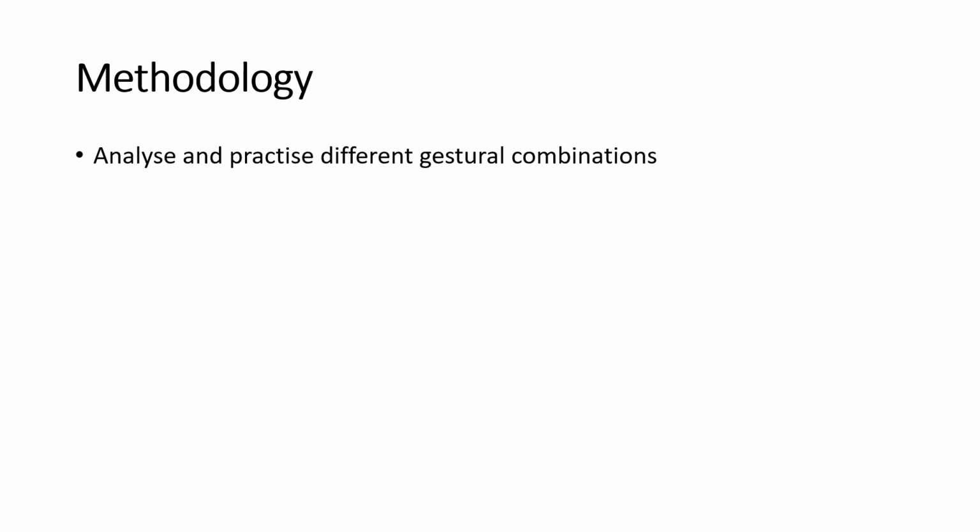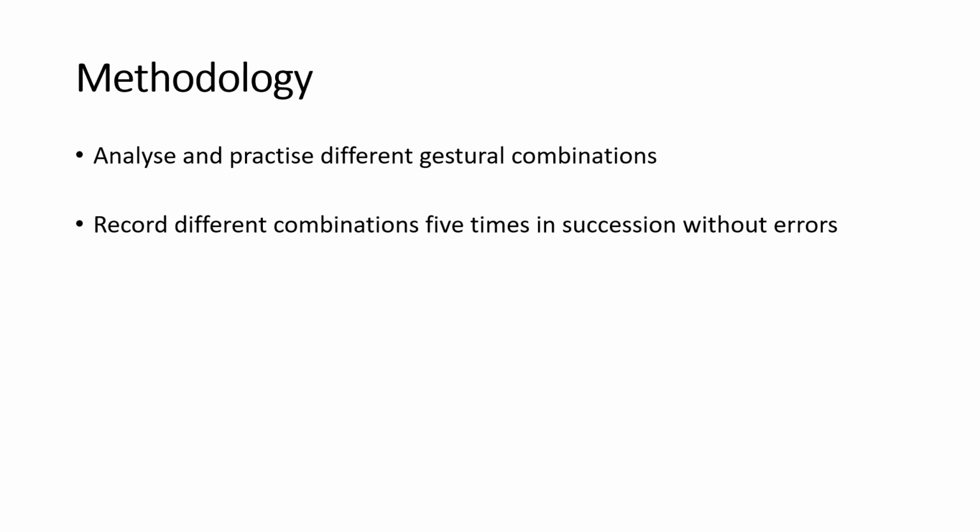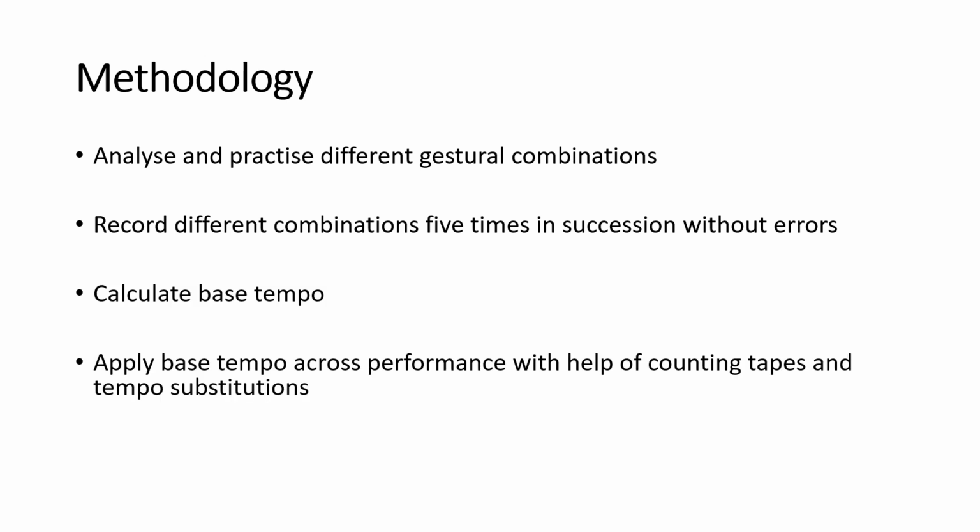My methodology involved first analyzing and practicing different gestural combinations within the crux according to each criterion of possibility. I then recorded different combinations 5 times in succession without errors, calculating an average bass tempo from the results, and subsequently applying the fastest bass tempo across the performance with the aid of counting tapes and tempo substitutions. I then recorded 3 unbroken takes of each different version in separate recording sessions, allowing time to adjust to the tempo and technical demands of each interpretation.